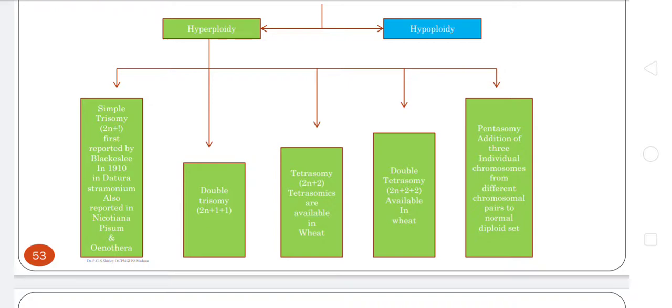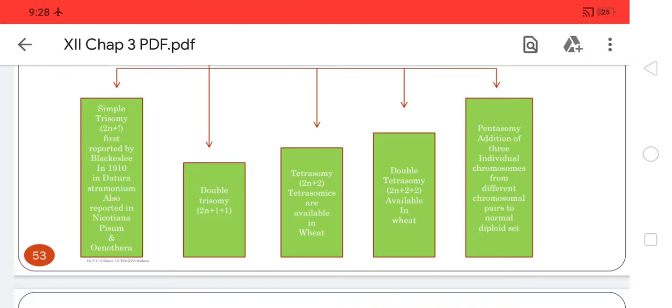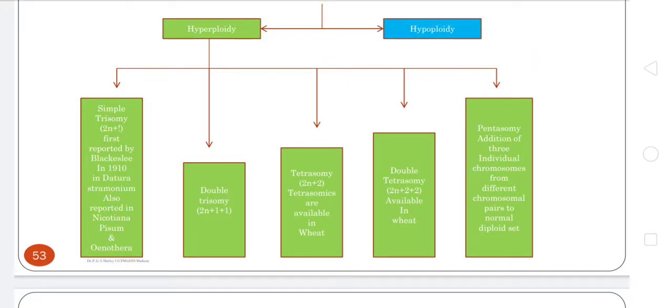The second type is called double trisomy. Just see the number: 2n plus 1 plus 1. If they have 2n plus a single 1, that is trisomy. Again, when one more chromosome is added, the name is double trisomy. This is nothing but addition of two individual chromosomes to the diploid set.